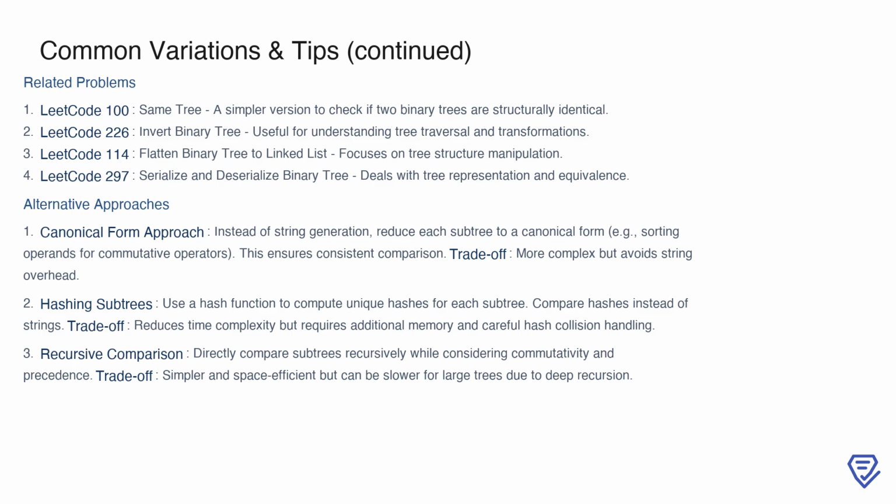As for alternative approaches, the canonical form method involves reducing each subtree to a consistent form, such as sorting operands for commutative operators. This avoids reliance on string generation but can be more complex to implement. Another option is hashing subtrees, where unique hashes are computed for each subtree and compared instead of strings. This reduces time complexity but requires extra memory and careful handling of potential hash collisions. Finally, recursive comparison allows you to directly compare subtrees while accounting for commutativity and precedence. This approach is simpler and space efficient but may not perform as well for very large trees due to deep recursion.